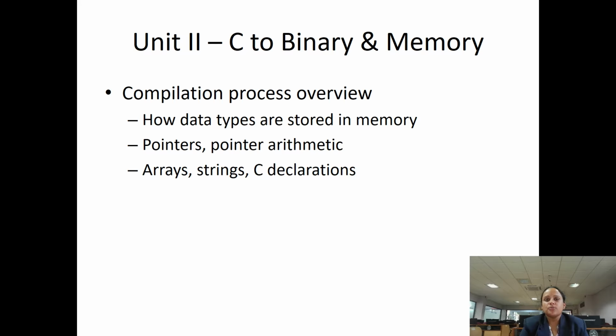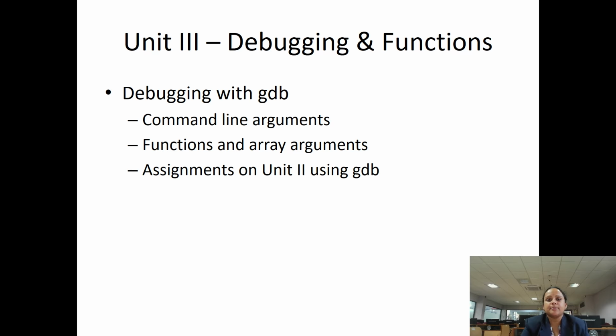In unit 2, it goes to C to binary and memory. So how pointers and arithmetic are done, how arrays are written, how strings are written, how the memories are stored. Then debugging and functions. Once you have written the code, you need to debug it, right? It is also command line debugging, where you must be knowing GDB, which you use for C programming as well. So that also goes into Linux programming.